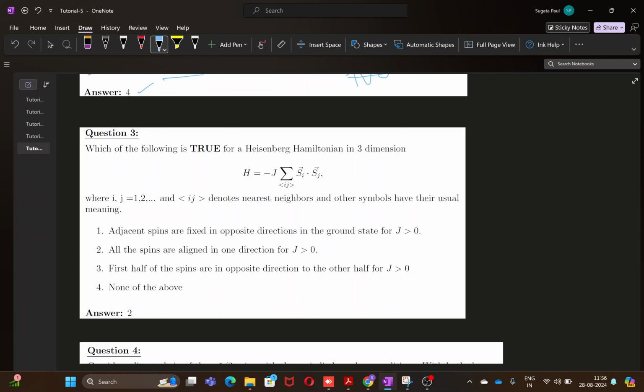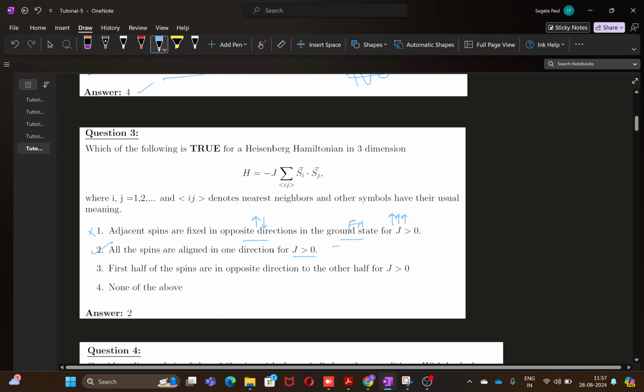That is the ground state or the most stable state, as I already explained for the Hamiltonian in this case. But it is said that adjacent spins are fixed in opposite direction, that means anti-parallel, which is obviously not true, because then you will have an antiferromagnetic ground state which will have J less than 0. But for a ferromagnetic ground state, J greater than 0, you will only have spins which are all aligned in the same direction like this. So this is false. Second option is that all the spins are aligned in one direction for J greater than 0. Obviously this is the correct answer, because J greater than 0 means the system is ferromagnetic, and the most stable state, the ground state for the minimization of energy, will have all spins aligned in one direction. So this is true.